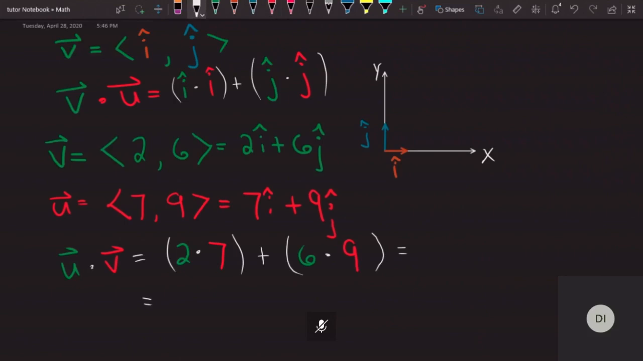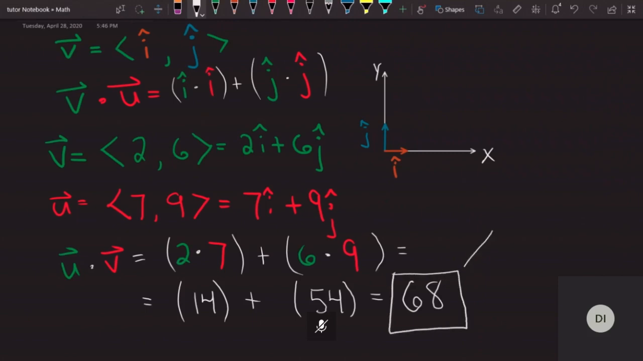So overall, we have 2 times 7 plus 6 times 9. And when we carry that out, we get 14 plus 54, and that is going to be equal to 68. So for the dot product of these two vectors, it is important to note that the dot product is always going to be a scalar. The dot product of two vectors will never produce a vector, so this will always be a single number, not a set of numbers like we started with.